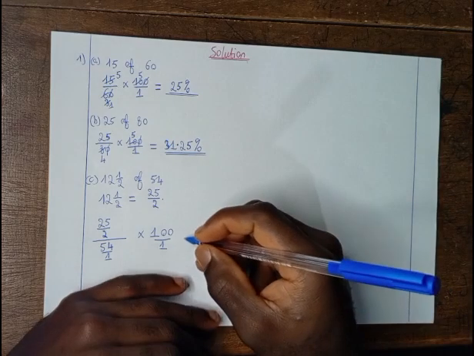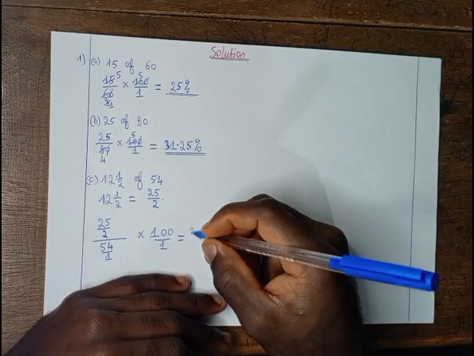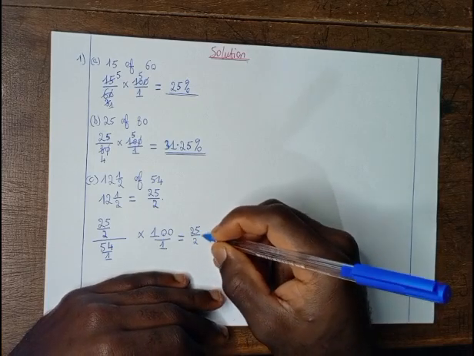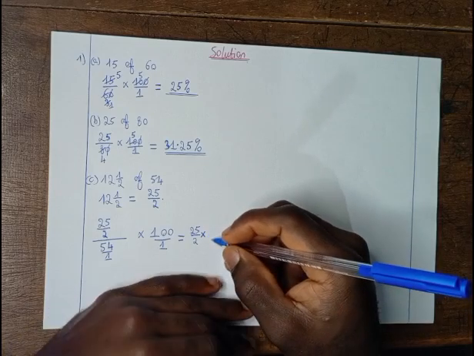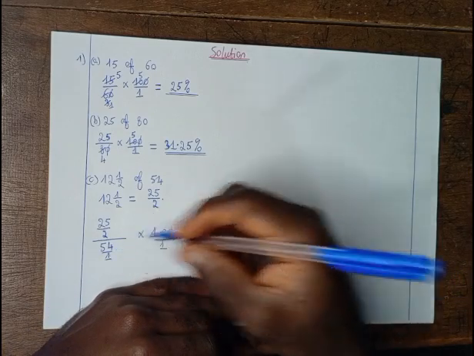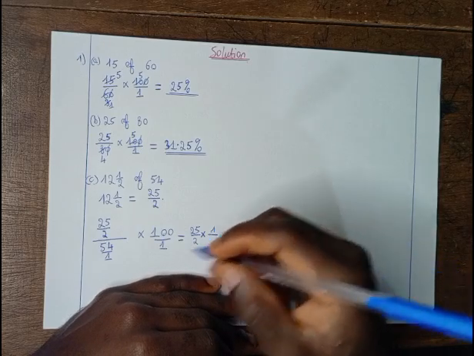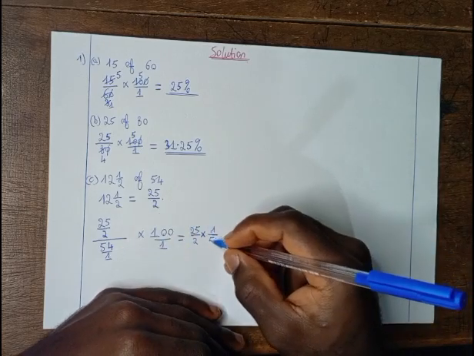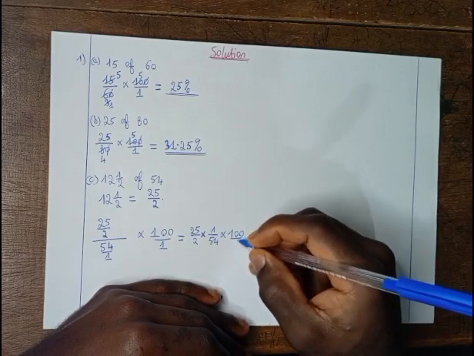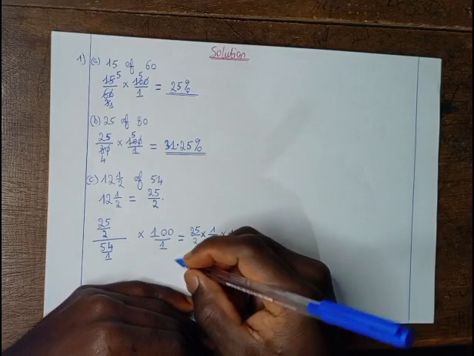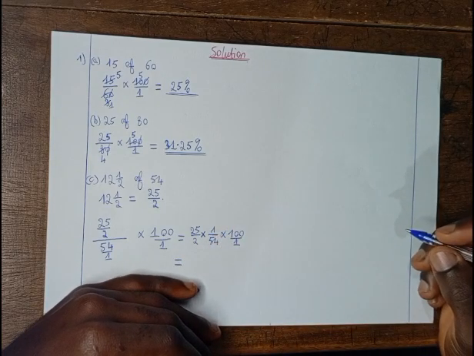Next thing, we know that for us to divide two fractions, we are going to maintain the first fraction, 25 over 2. We change the division sign to multiplication. Then we invert the last fraction. In the place of 54, which is at the numerator, we are going to replace it with 1. And 1, which is at the denominator, we are going to replace it with 54. Then we multiply by 100 over 1. This will simply be equal to, we need now to perform all necessary simplifications.